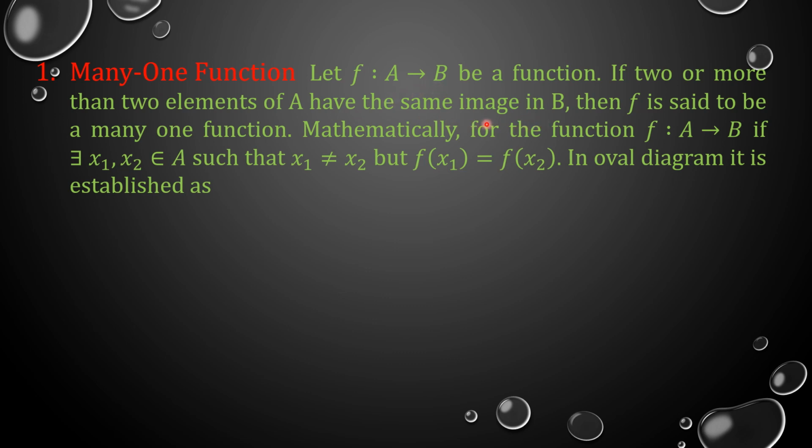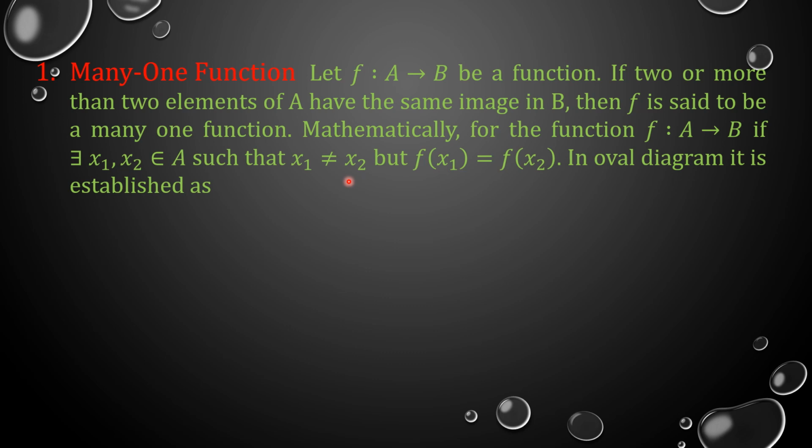So this definition can also be defined mathematically like this. This function f: A to B will be a many one function if there exist two different elements, that is, x1 not equal to x2, meaning different elements. So two different elements of the domain set have the same image. f(x1) is the image of x1, f(x2) is the image of x2. So they are equal, but the pre-images are unequal. So if two different elements have the same image in the codomain set, then the function is a many one function.